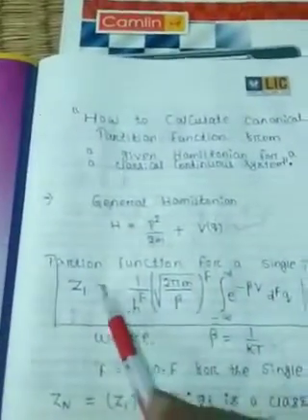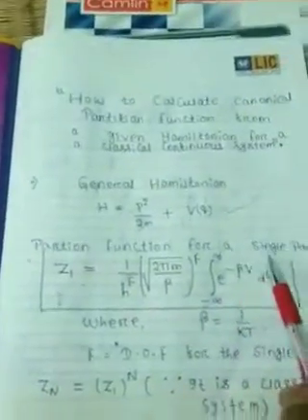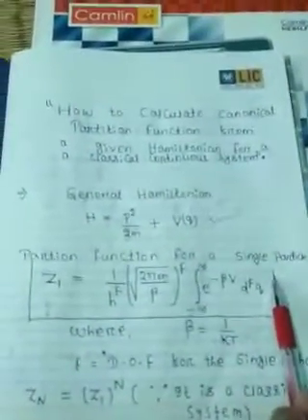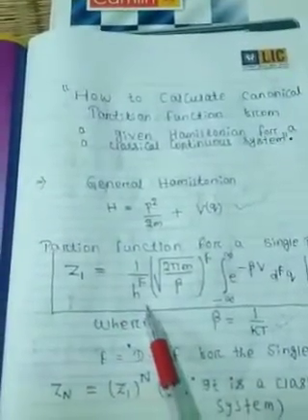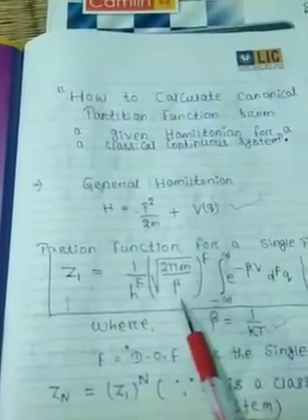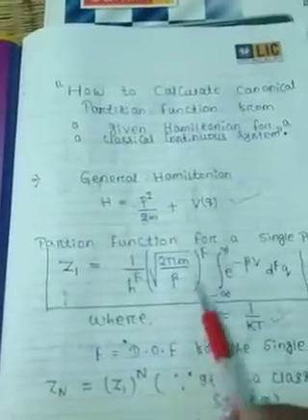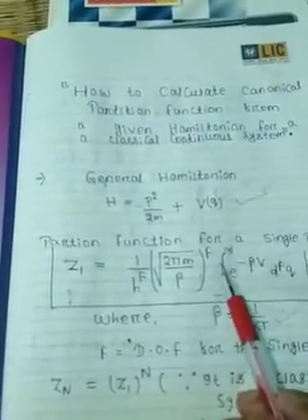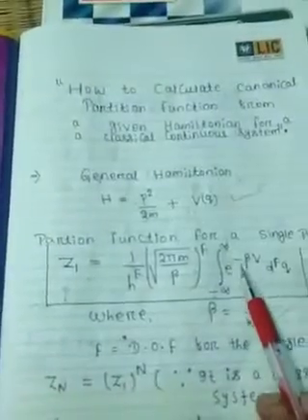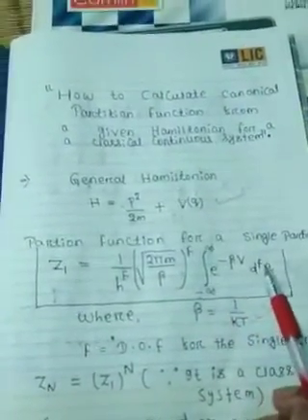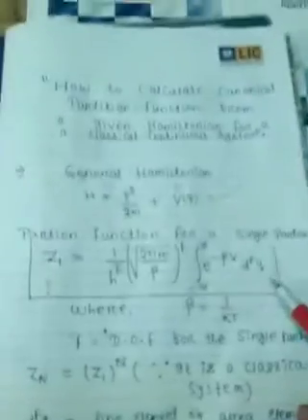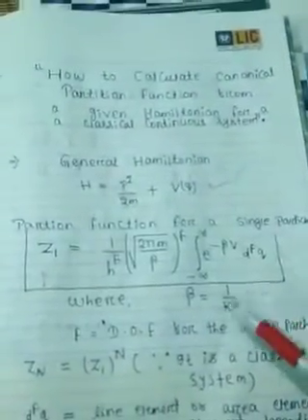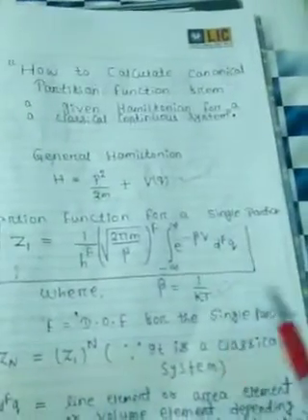Then the partition function for a single particle system, Z1 is equal to 1/h^f (2πm/β)^(f/2) times the integration from minus infinity to plus infinity of e^(-βV) d^f q. We'll discuss the terminology associated with the expression, where β = 1/kT. f is the degree of freedom for the single particle.